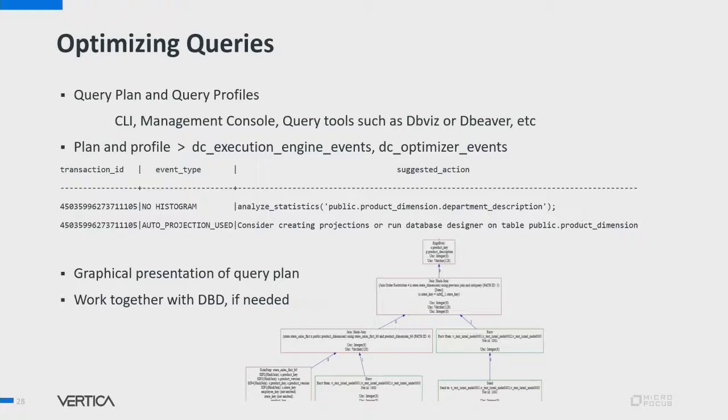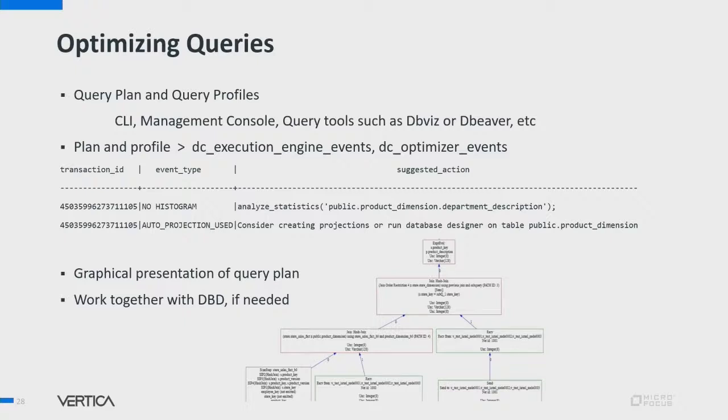Okay, optimizing query. I understand we have a separate session covering this topic very deeply tomorrow morning in this Unify presentation. So I encourage you to join that session to get more in-depth knowledge, and I'm not going to cover this slide deeply for now, but just wish you to remember 2 table names here. It is DC execution engine event and DC optimizer event.